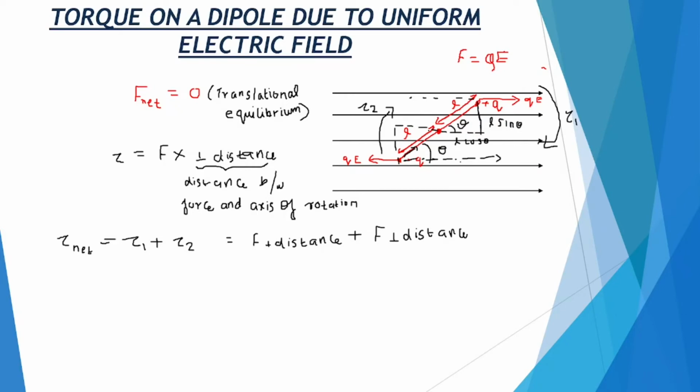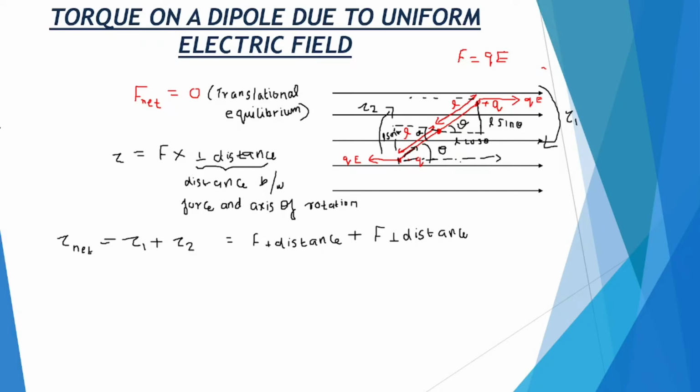Okay, and since this will be theta and this will be theta, this will also be theta. So since this is theta, this side will be L sine theta. So we have two perpendicular distances and we know the force, that is Q into E. So let's put all this in this equation.